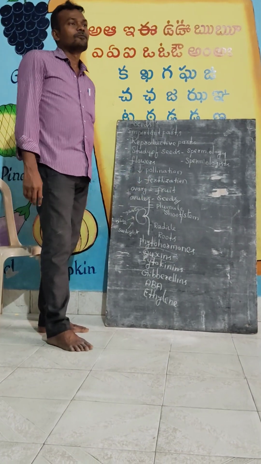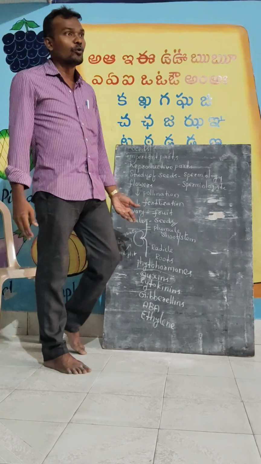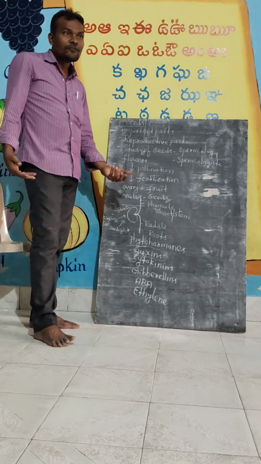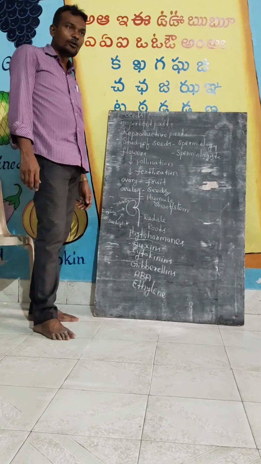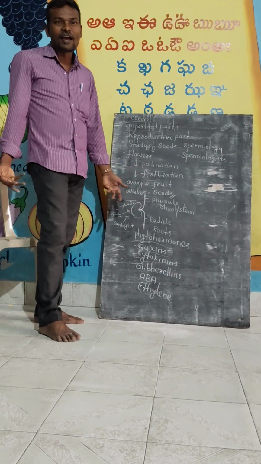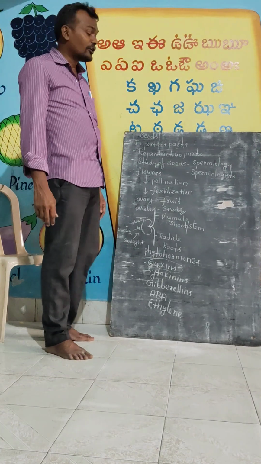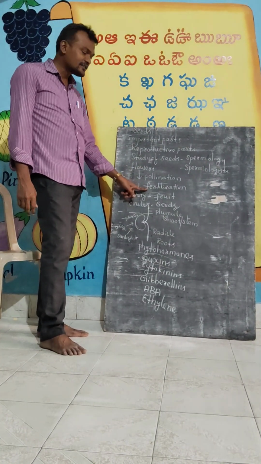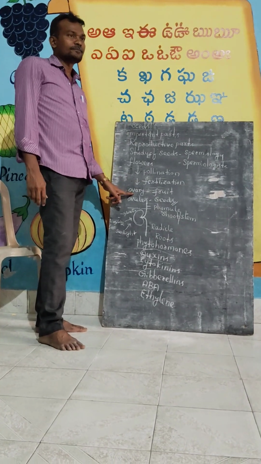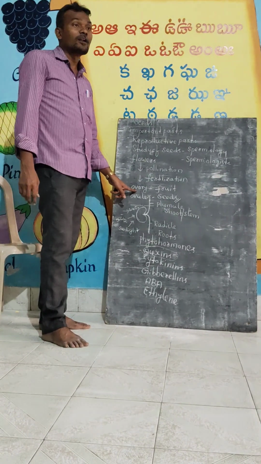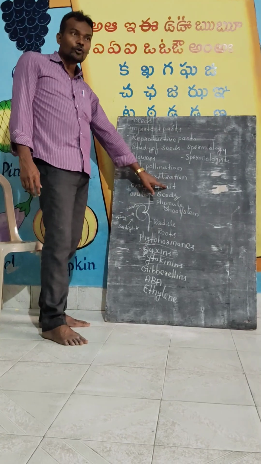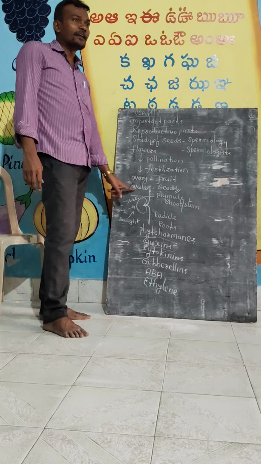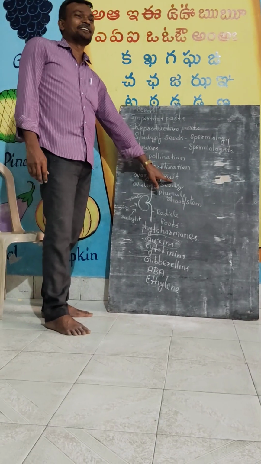Fertilization results in the formation of a zygote. So what is a zygote? The fertilized egg is called a zygote, or the fusion of gametes is called a zygote. So after fertilization in flowering plants, the ovary, so the ovary is a part of the flower, turns into fruit, and the ovules, the part of the ovary, turn into seed.